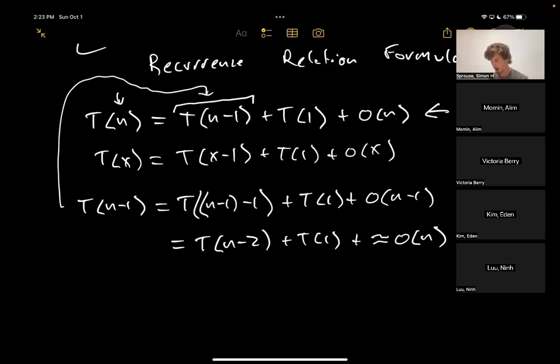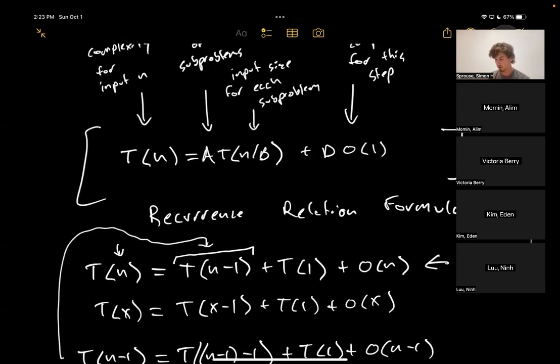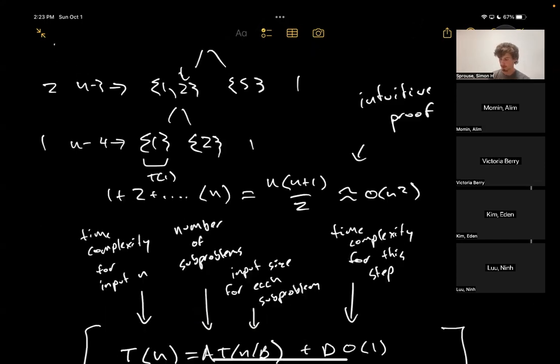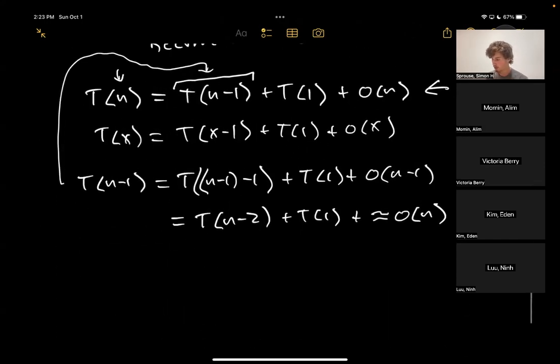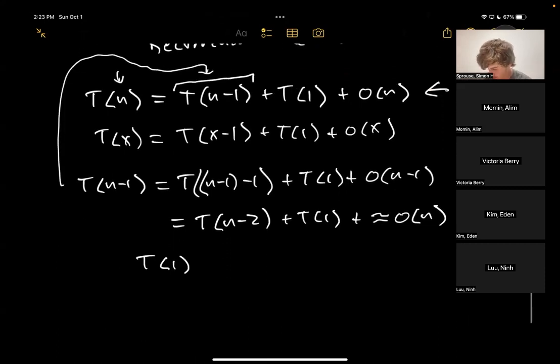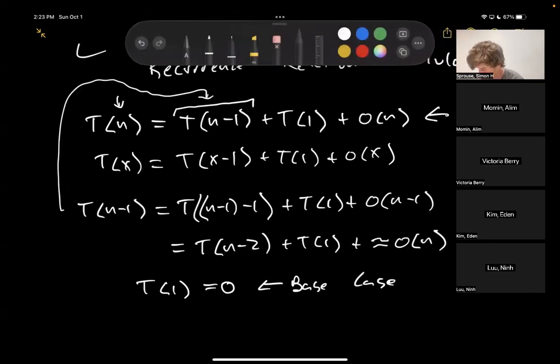I think also something worth noting is that this T of 1, if you're wondering what that stands for, that's your base case. You've got a list of 1. And for the sake of this proof, let's just go ahead and say that the time to sort a list of 1 element is 0, because we can just assume that it's automatically sorted. And this is our base case. So let's just make that assumption. I'm going to go ahead and move this to the top. Probably should have done that first.